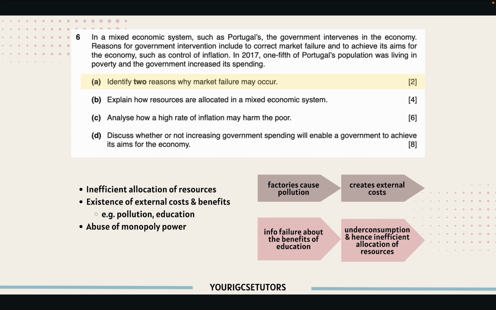And lastly, some firms may abuse monopoly power, which leads to market failure because they could charge extremely high prices on certain goods and services, since monopolies are the main distributor in the market.